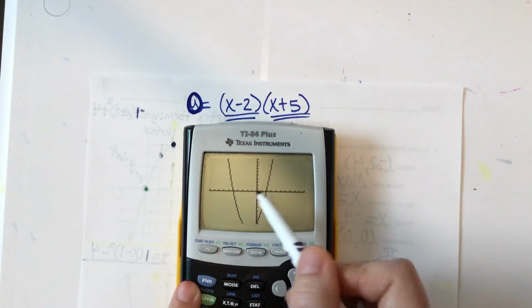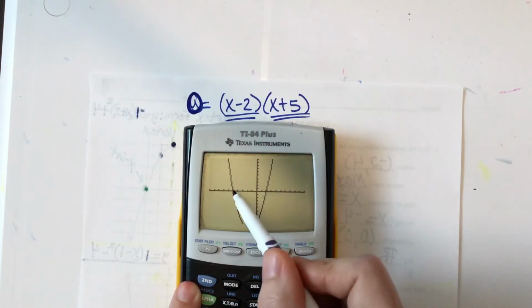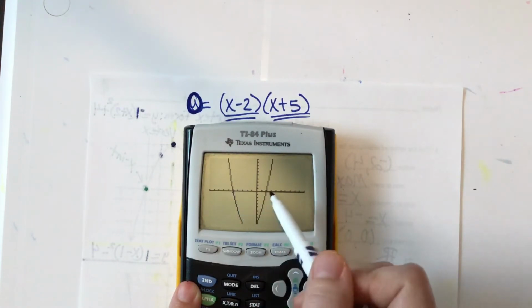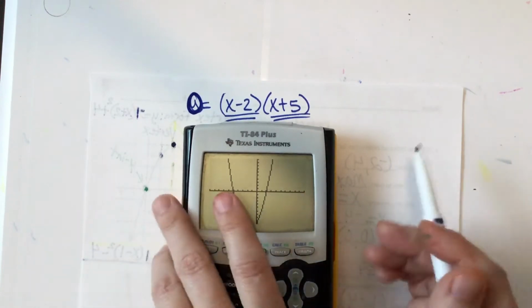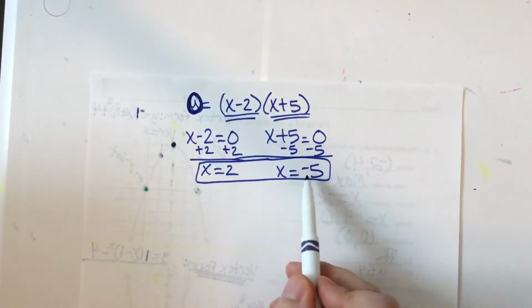And that's another reason why those are called zeros, because there's a 0 for the y right there and there's a 0 for the y right there. So negative 5 and 2 are the answers, which I knew when I solved it.